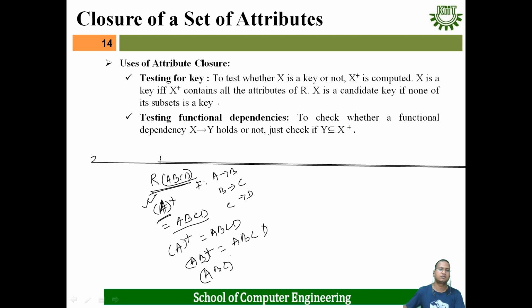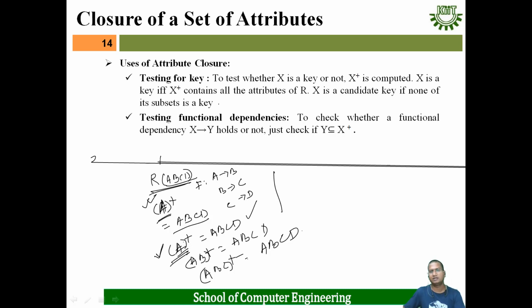ABC closure is determining ABCD. Then which one is your candidate key? A will be your candidate key because it functionally determines all the attributes of the relation as well as it is minimal one. Then it will be your candidate key. Okay, we will see it later on. Lot many examples we will do.